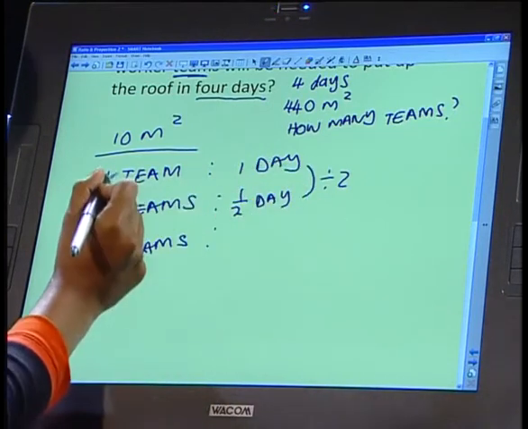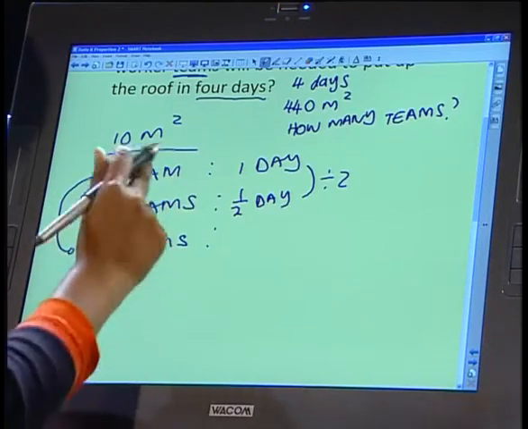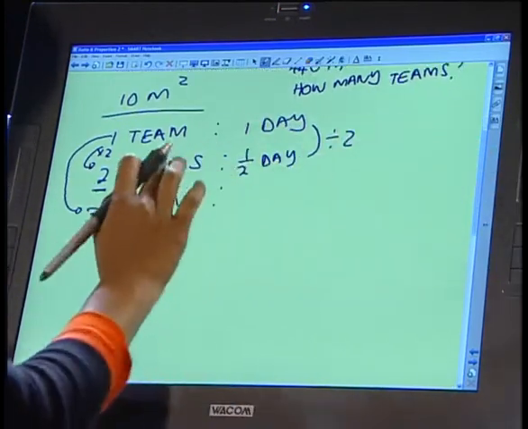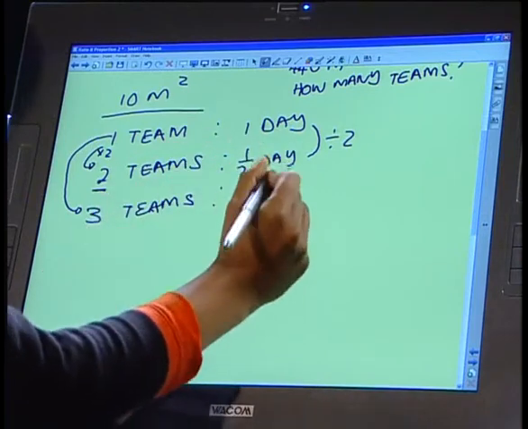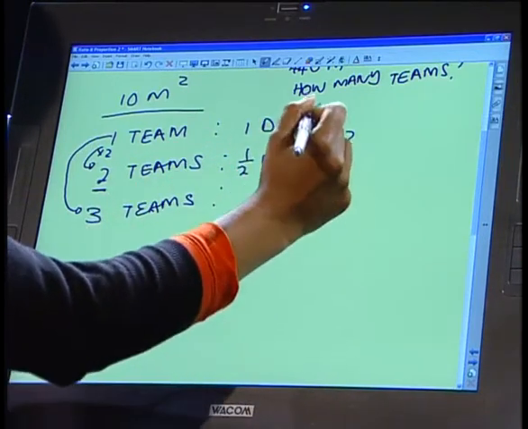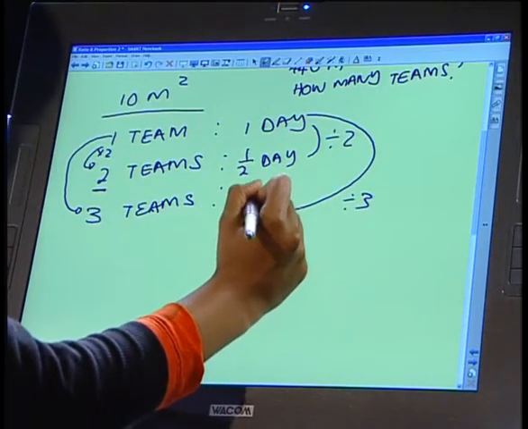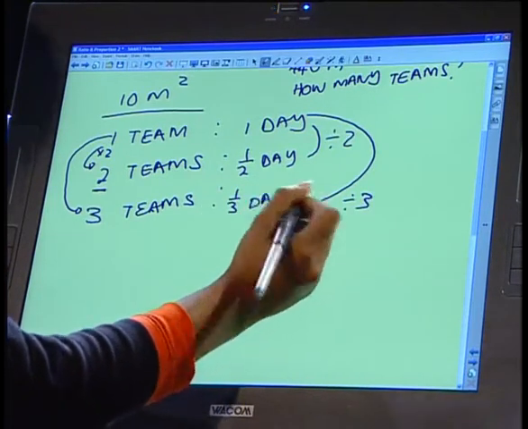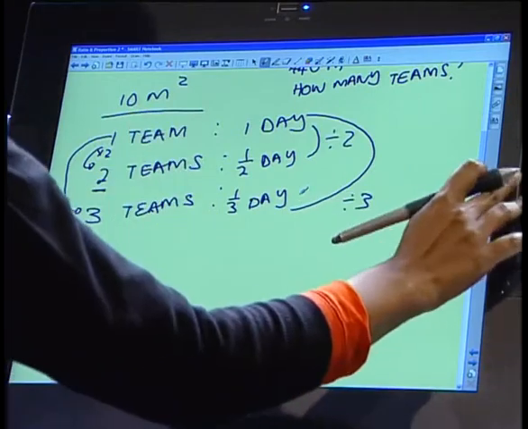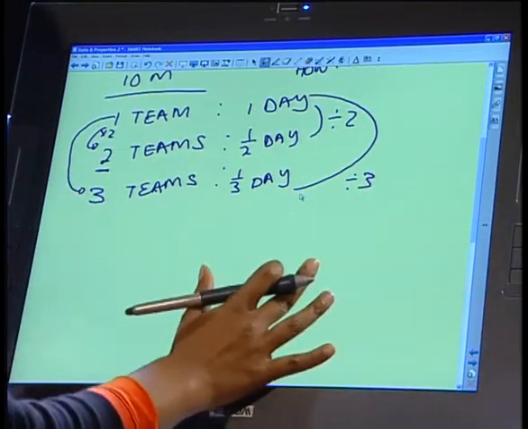What would I do then? I went from 1 team to 3 teams. That means I times by 3 on the left-hand side of this. So I would have to divide my number of days by 3. And this would take me a third of a day to put up 10 meters squared of roofing. Okay, so that's really the concept of what's going on here.